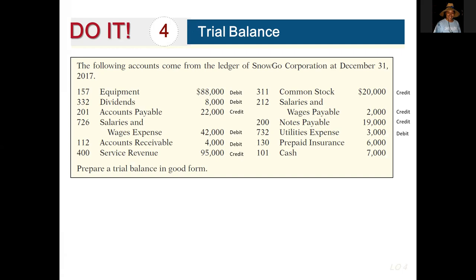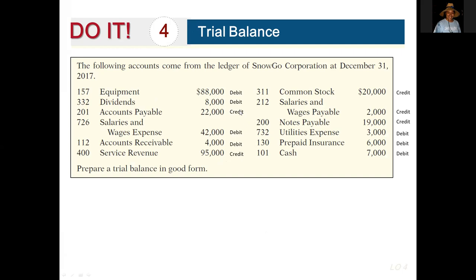Credit. What is prepaid insurance, anybody? Debit. Okay, what is it? Asset, liability, or equity? Asset. That's an asset. That's a purchase of an insurance policy that's going to benefit future periods. And cash, of course, is an asset.